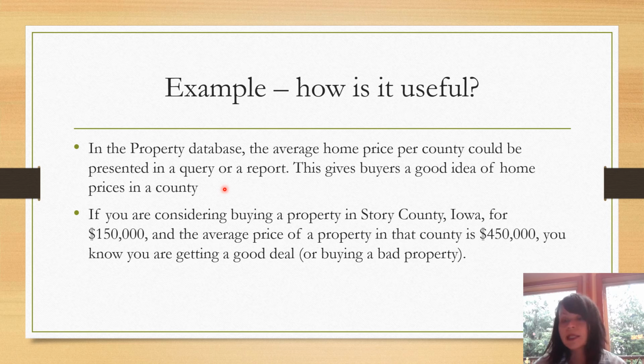So let's take a look at an example to see why it's useful. In the property database, let's say the average home price per county could be presented in a query or in a report. This gives a good idea to the buyers about home prices in a county. If you're a home buyer considering buying a property in Story County, Iowa, for example, for $150,000, and then you look at the average price of a property in that county and it is $450,000, then you know that you're getting a good deal. Either that or that property is not a very good property.